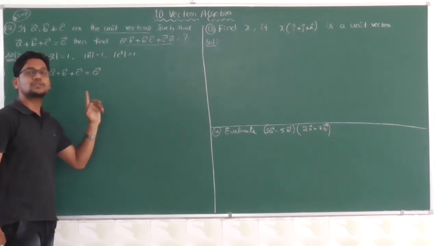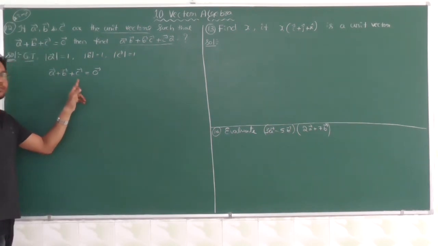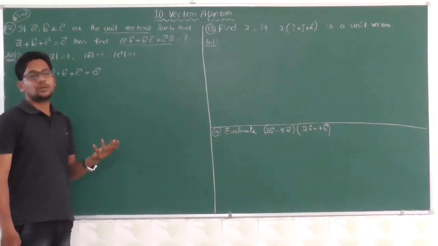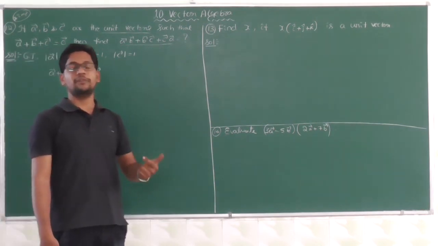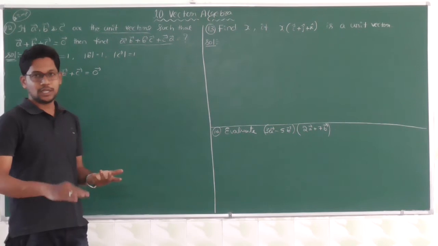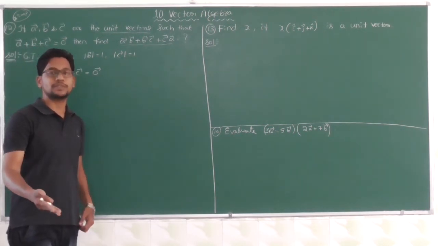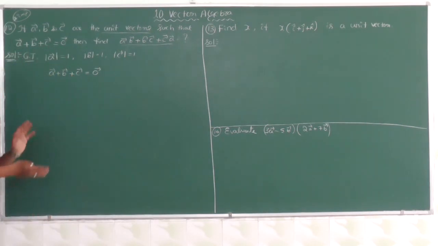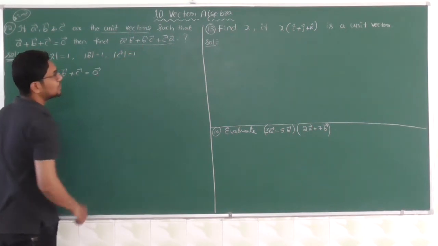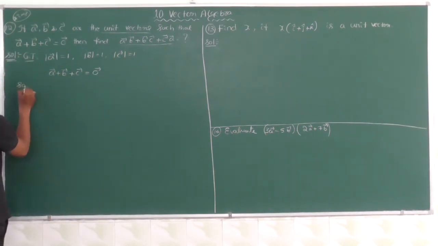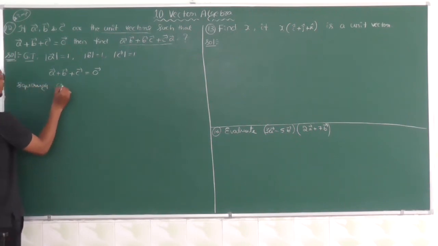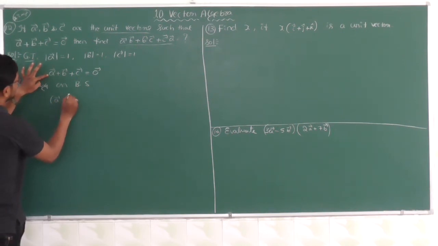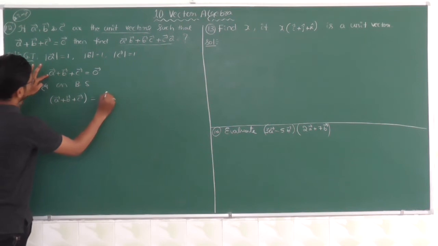Here we have to do the squaring on both sides. If we do the squaring on both sides, then (A vector plus B vector plus C vector) whole square will come. We have the condition that (A plus B plus C) whole square is magnitude of A square plus magnitude of B square plus magnitude of C square plus 2 times of (AB plus BC plus CA). From that we will get the value of AB plus BC plus CA. So we do the squaring on both sides: (A vector plus B vector plus C vector) equals 0 vector, whole square.